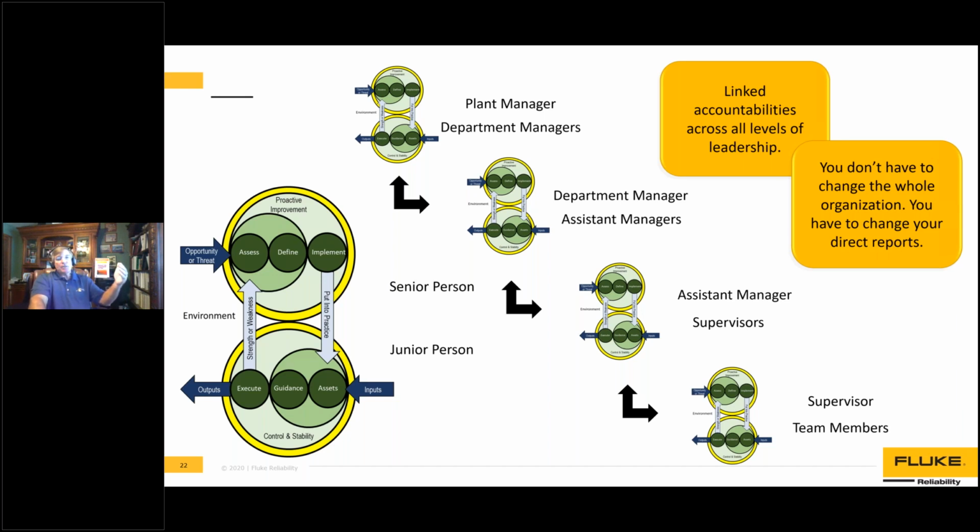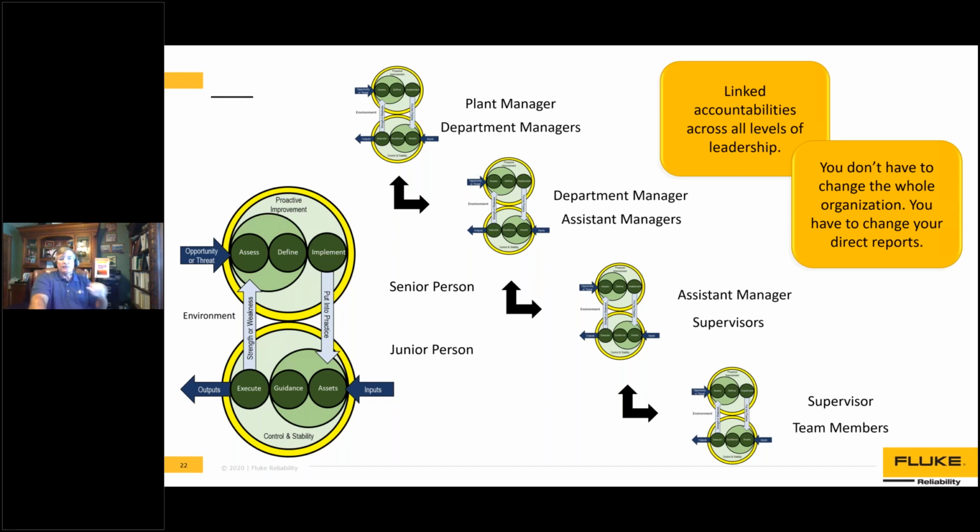So if this is a change that's going across the entire organization, the plant manager has to hold the department heads accountable, and that plant manager has to require that their department heads hold their direct reports accountable. Okay, they can do that by being attentive and assertive.